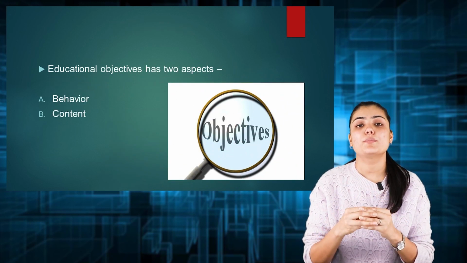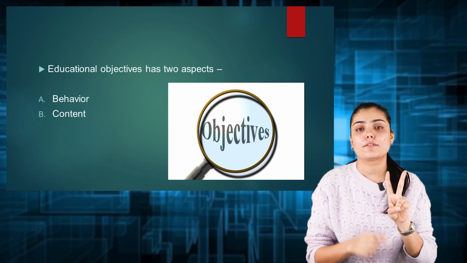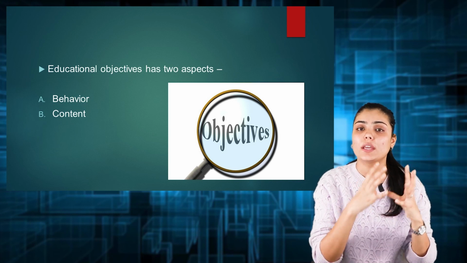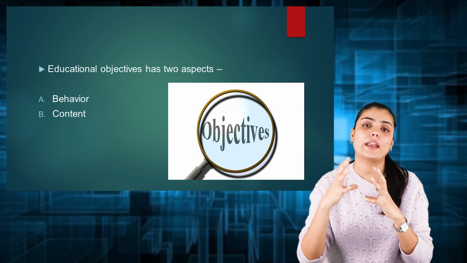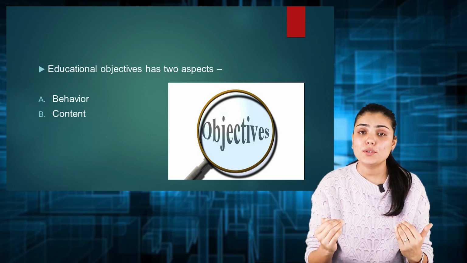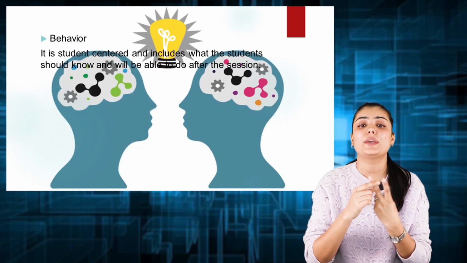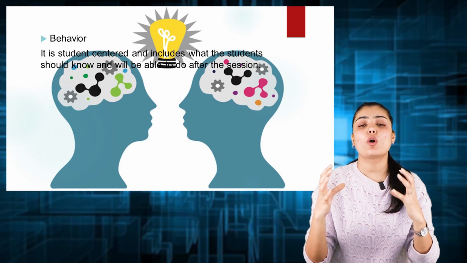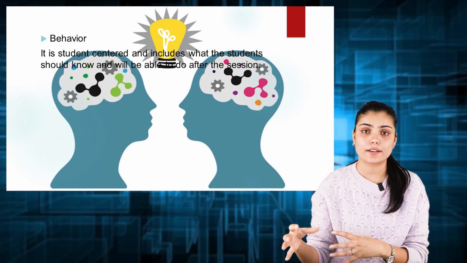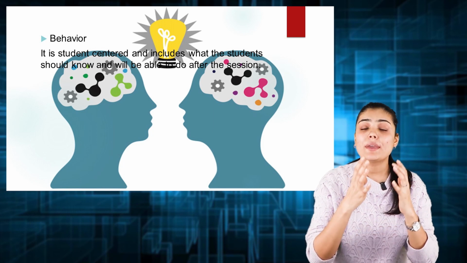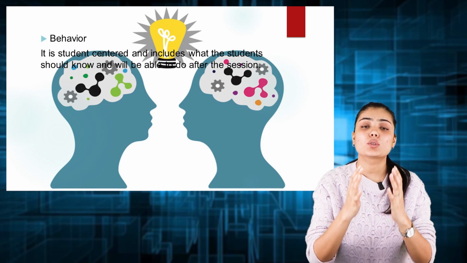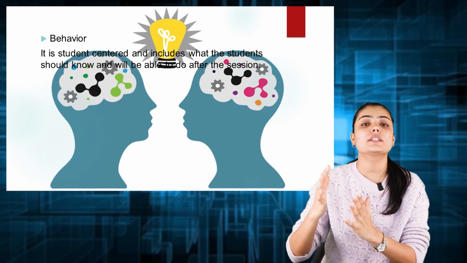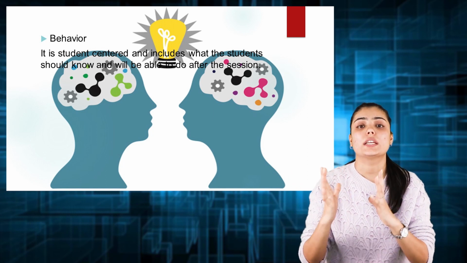Alright? Now, educational objectives have two different aspects. The first one is behavior and the second one is content. As we've been studying, education brings changes in the behavior of an individual, right? Now, what is behavior? Behavior here in the educational objective is student or learner centered. It focuses on the learner. Behavior here means what the student will know or what the student will be able to do after the educational activity or the educational program.